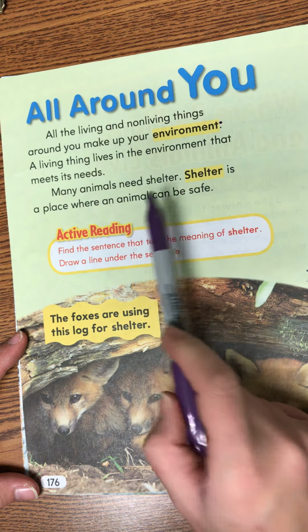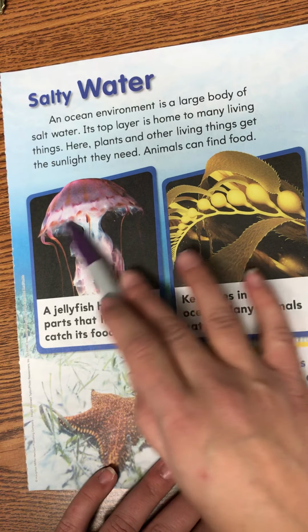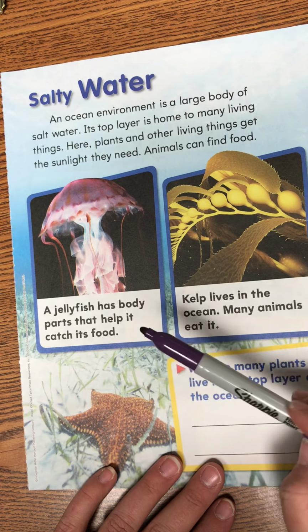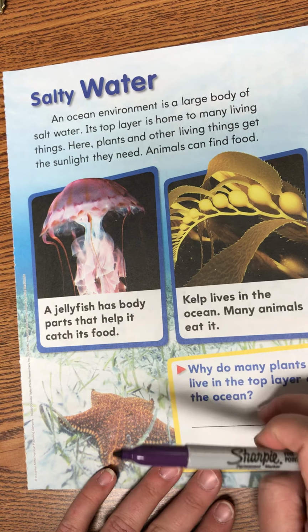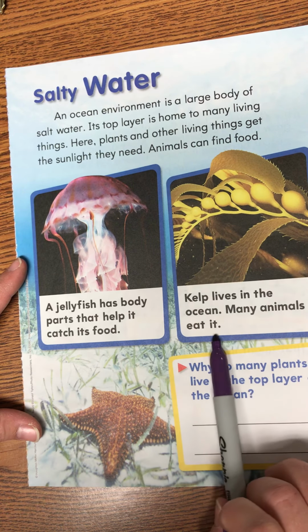Okay, so our next page is salty water. An ocean environment is a large body of salty water. Its top layer is home to many living things. Here, plants and other living things get the sunlight they need. Animals can find food. So look at this big jellyfish. It says a jellyfish has body parts that help it catch its food. It's really kind of cool looking. And then kelp lives in the ocean. Many animals eat it.